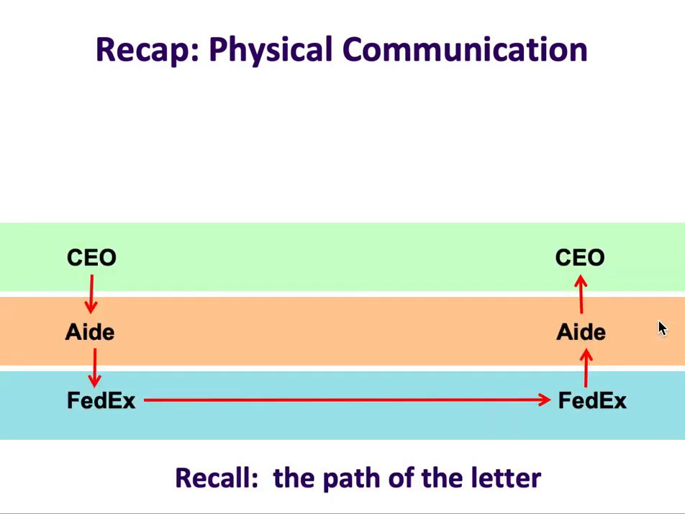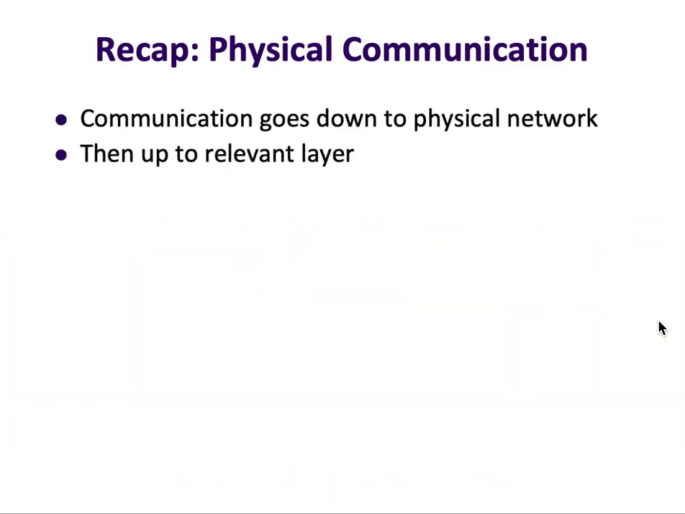I wanted to bring you back to that analogy we had with the two CEOs talking, where we said you start with this letter that travels down the layers, so kind of down the stack, then across the world, and then back up the stack. That was the path of the letter. And so we'd said that communication goes down to the physical network, that was the FedEx infrastructure in that example, and then goes back up to the relevant layer.